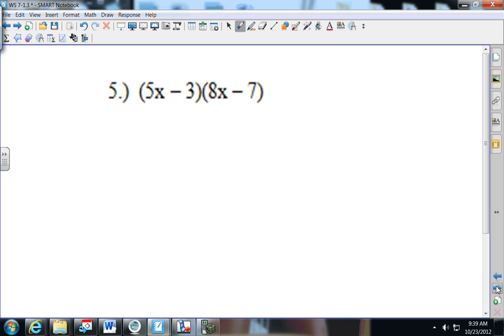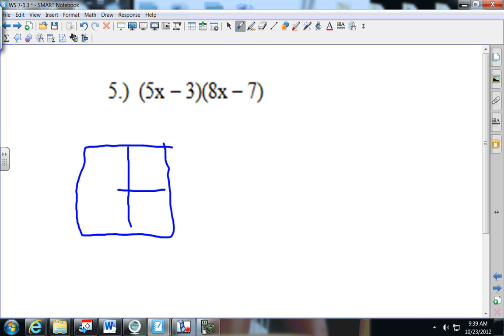Here's the next one. Do the next one. Right here, we're going to draw the box. Put in there 5x minus 3, 8x minus 7. Look to the left and look above. 5x times 8x, 40x squared. 5x times negative 7, negative 35x.